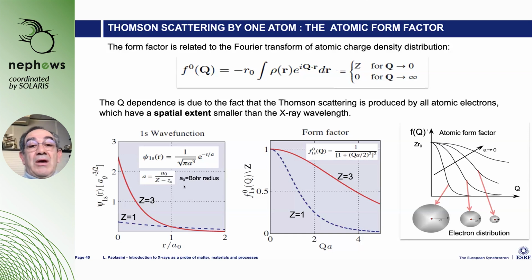And if we build the form factor, which is equivalent to the Fourier transform of the electron charge distribution, we can see that the form factor for hydrogen falls down much more rapidly with respect to lithium. In general, the atomic form factor falls down when the electron cloud distribution is large. If the electron cloud distribution is smaller, containing a small volume, the form factor is much smoother.